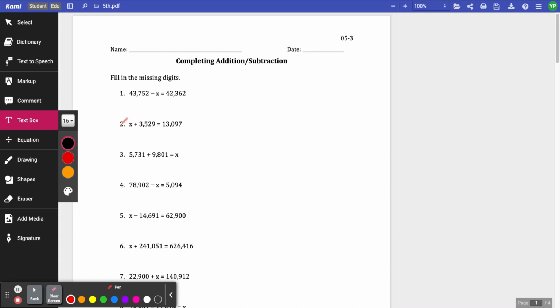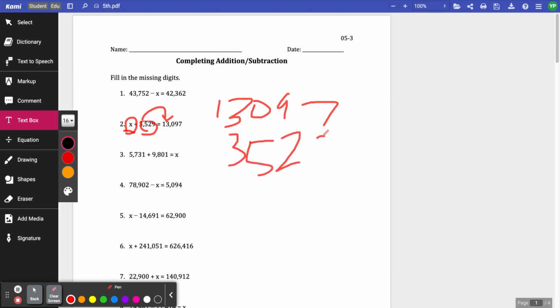Now we're going to do number 2, and once again we have to find x, but this time it's going to be medium number plus medium number equals the biggest number. In order to find x, we have to subtract the medium number that is given from the biggest number, which is also given. So we can do 13,097 minus 3,529.